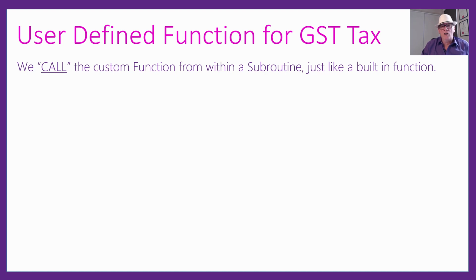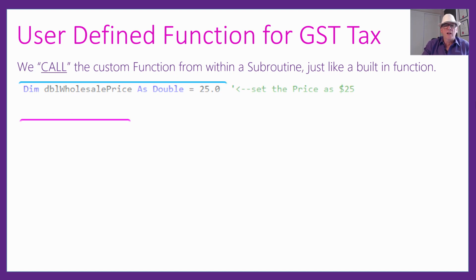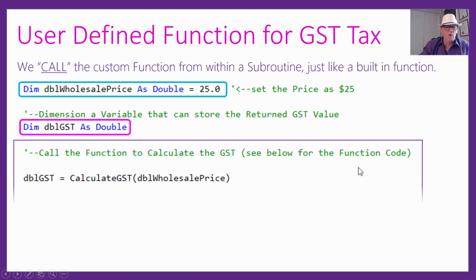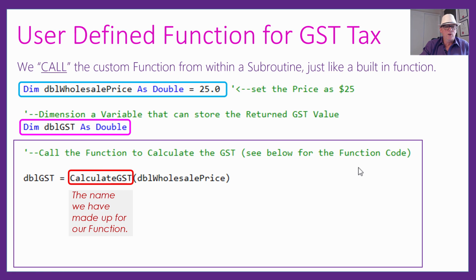So we have the code first in our subroutine, just like we would with a built-in function. So we're setting the GST price at $25. We're making a variable here where we're going to store the returned value after the function's done its stuff. And then we've got this code here, which is to call the function. Now, the important parts of that code, let's have a look at them.